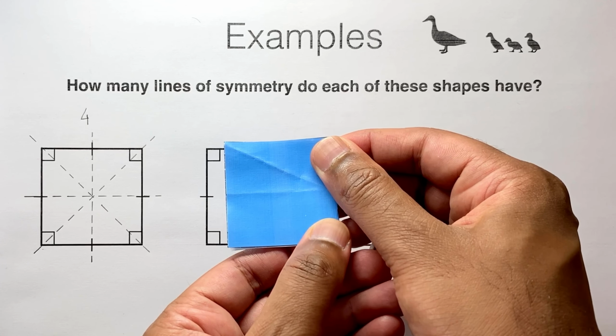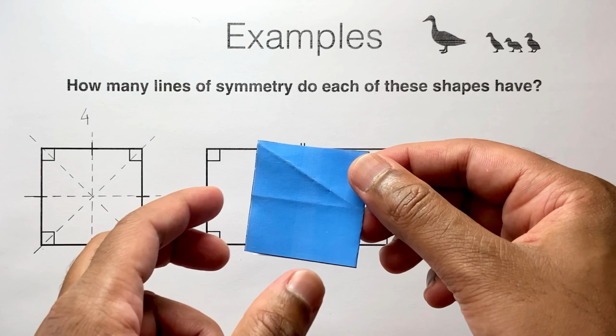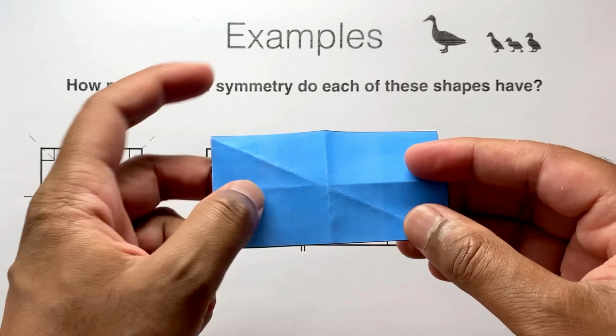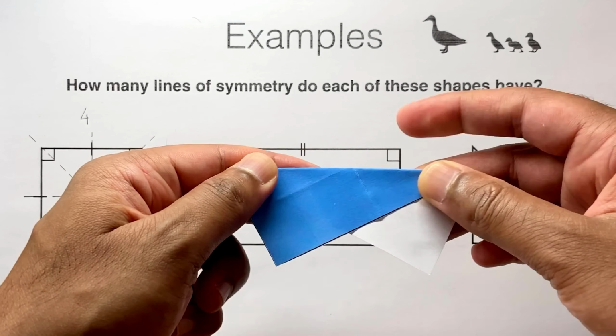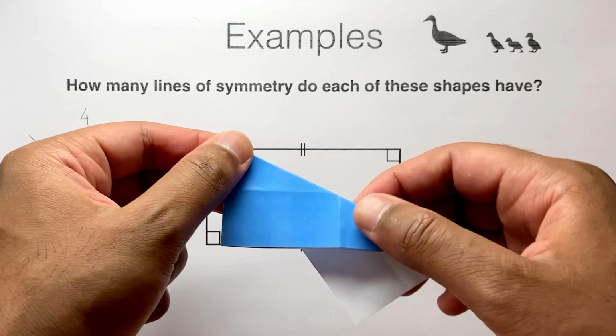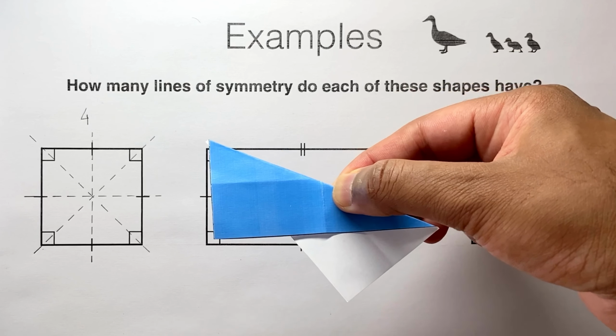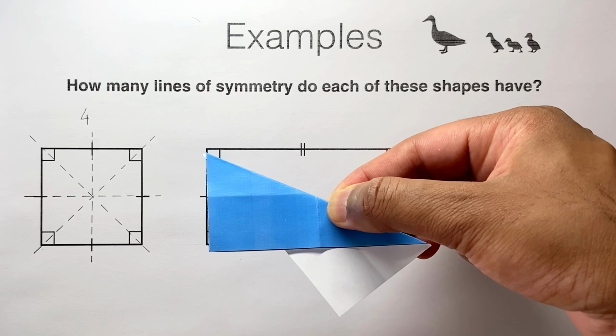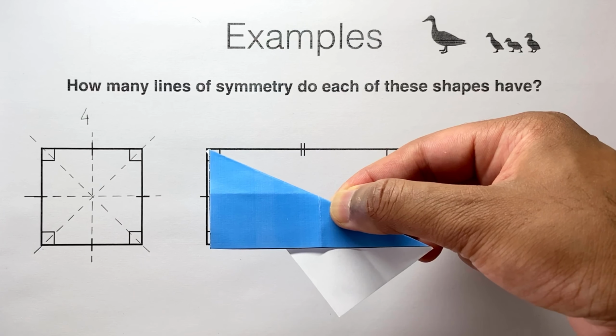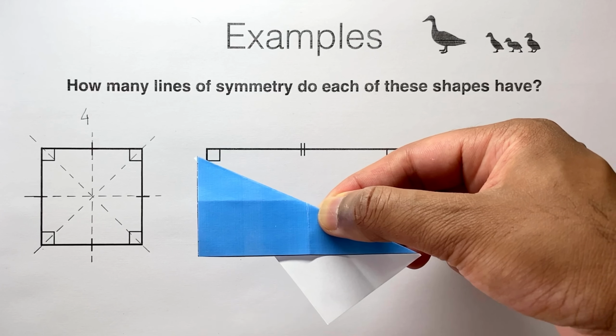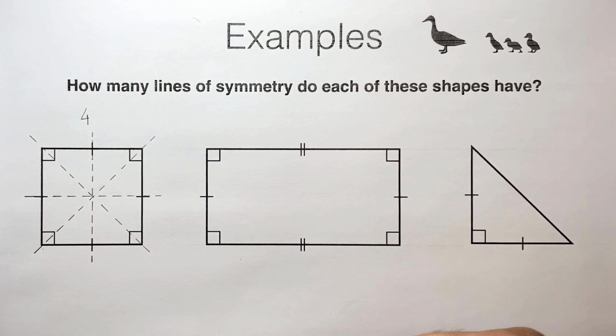But notice what happens if I try to fold it along the diagonal. If I try to fold it along one of its diagonals, I can fold it in half, but notice that the folded half does not fit perfectly on top of the other half. So the diagonal is not a line of symmetry for an oblong.